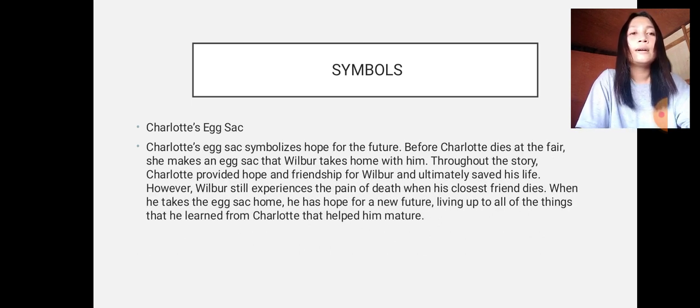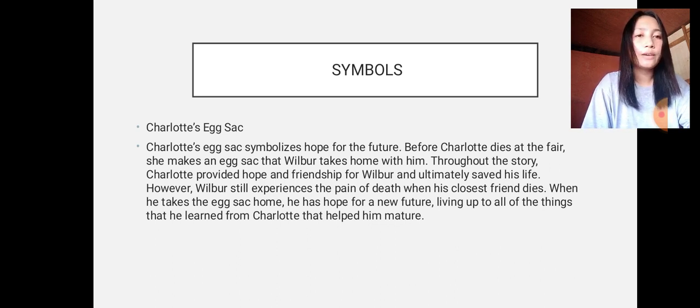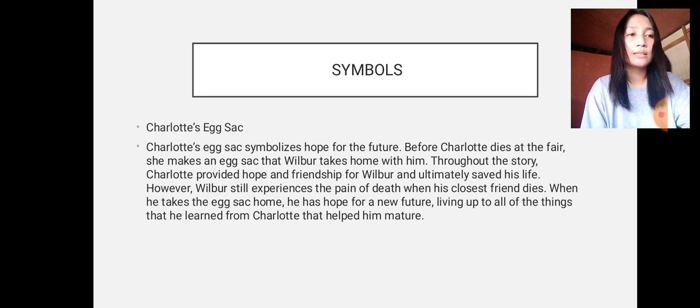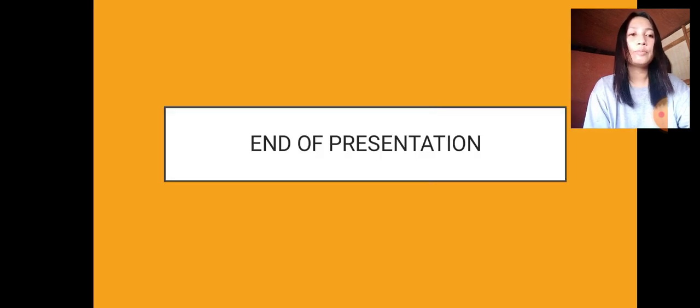Charlotte's egg sack. Charlotte's egg sack symbolizes hope for the future. Before Charlotte dies at the fair, she makes an egg sack that Wilbur takes home with him. Throughout the story, Charlotte provided hope and friendship for Wilbur and ultimately saved his life. However, Wilbur still experiences the pain of death when his closest friend dies. When he takes the egg sack home, he has hope for a new future, living up to all of the things that he learned from Charlotte that help him mature.